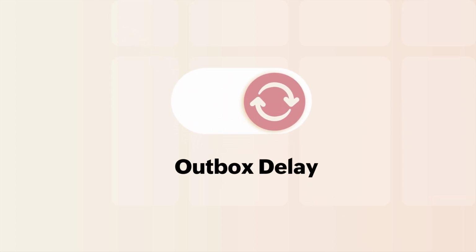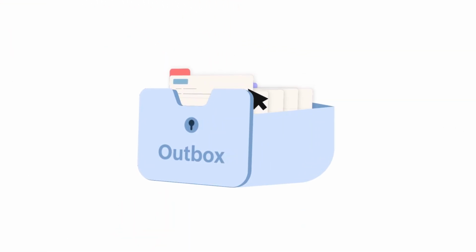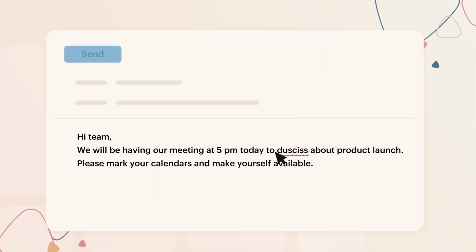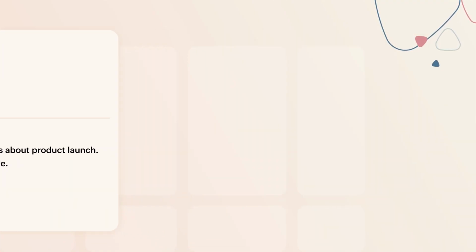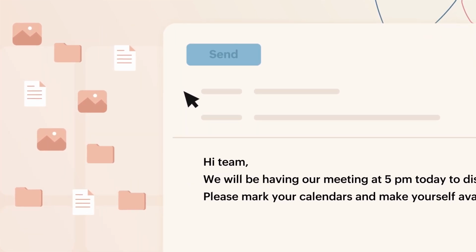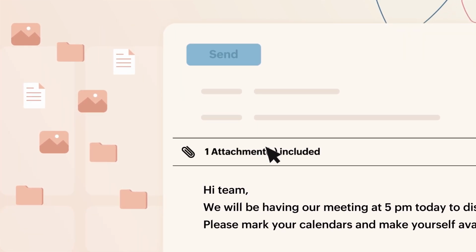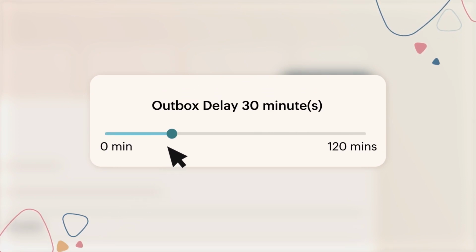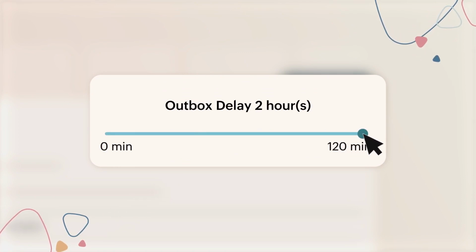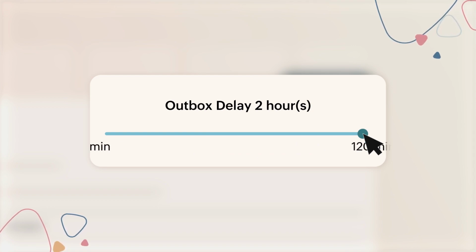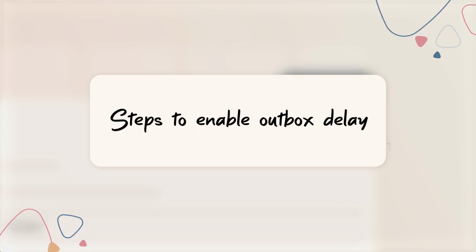Next, introducing Outbox Delay. Enabling Outbox Delay is your ultimate rescue in many situations. Simply head to your Outbox folder and you'll be able to review your email, add forgotten attachments, and make any edits before it's sent. You have the flexibility to set the duration of the delay with a maximum limit of 120 minutes, allowing you to save yourself from potential trouble. Here's how to quickly enable this feature.